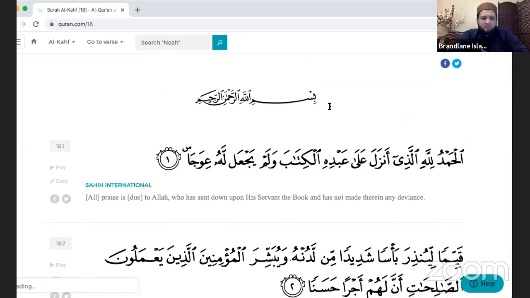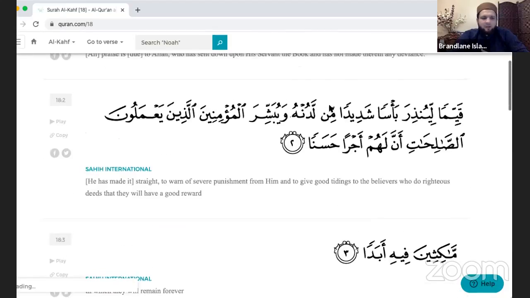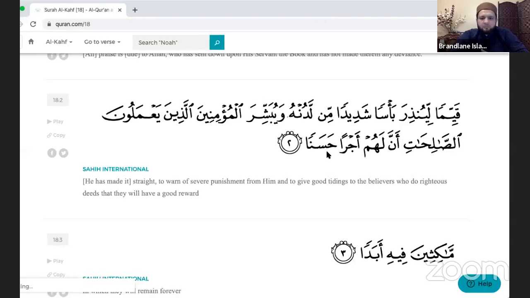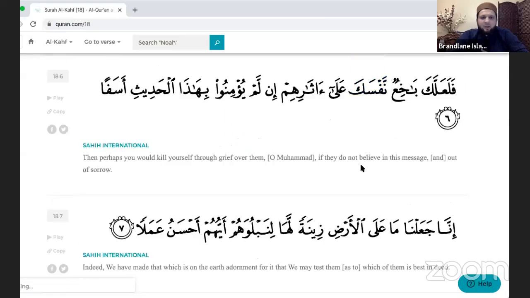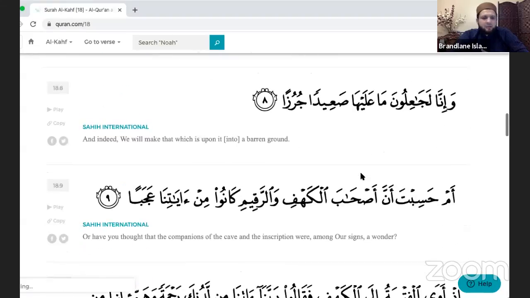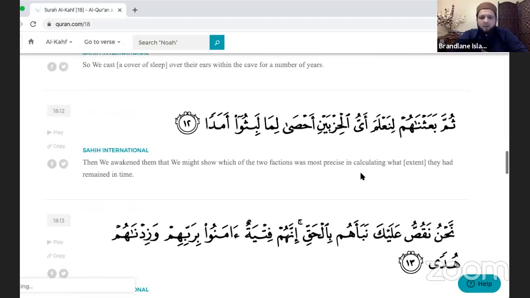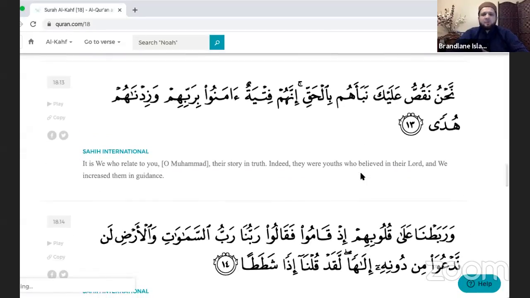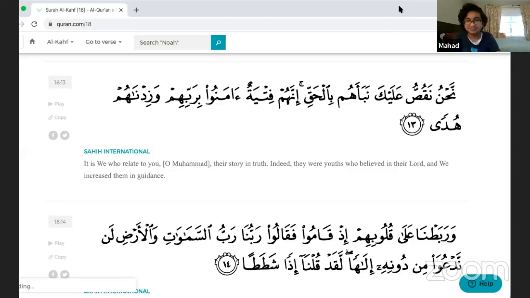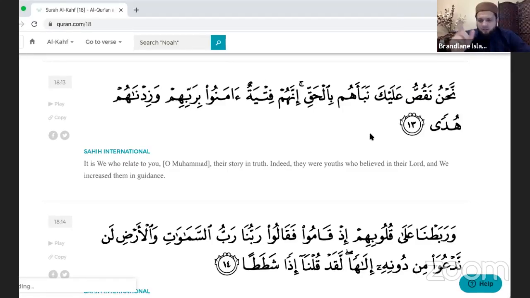Okay. Very good. So up until now, we've covered the first section, and then we were on the second section, which we started from ayah number 13. Okay, so go ahead, and now Mahad can do the translation. Mahad, would you like to do the translation or recitation? Translation. Okay. Inaya can do the Arabic recitation now, and Mahad can do the translation.